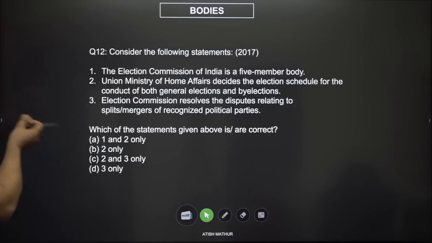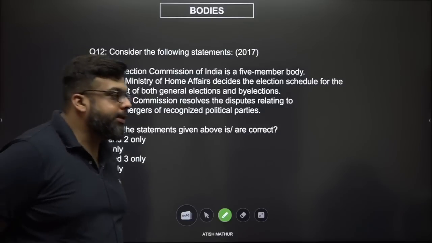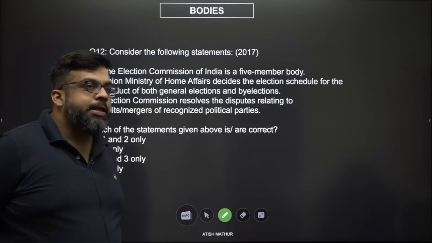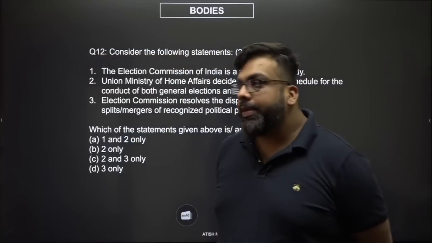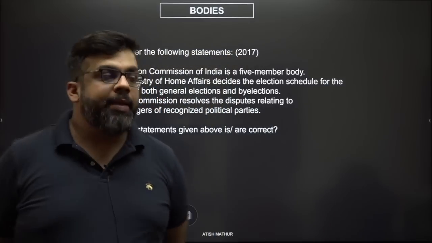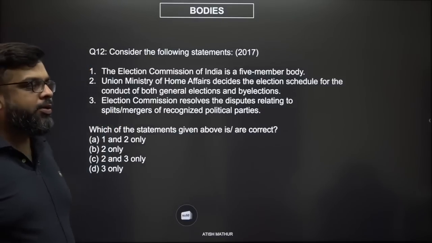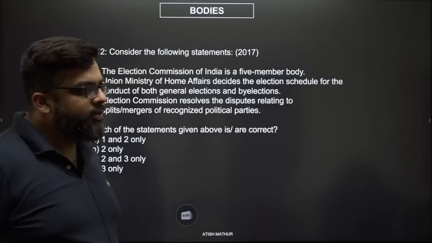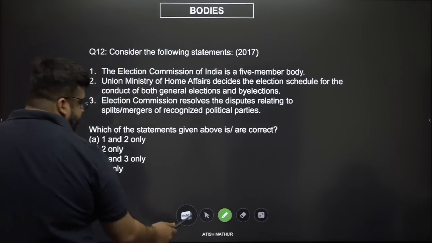We've got statement number 2 in 3 places. So if we can eliminate statement number 2, the Union Ministry for Home Affairs decides the election schedule for the conduct of both general elections and by-elections. If that was the case, then would you not be encroaching on the independence of the Election Commission? Would that not therefore make sure that the elections are strategically timed by the government in power? And why would a single ministry get to decide this? If you really had to, would you not have the Ministry of Parliamentary Affairs for that matter? This anyways violates the independence of a constitutional body. So obviously the second statement is wrong.